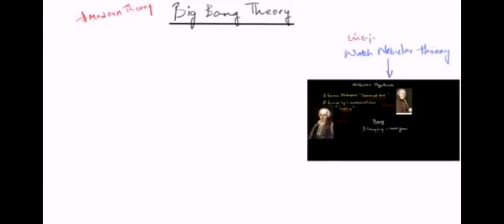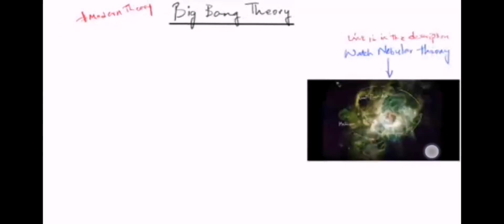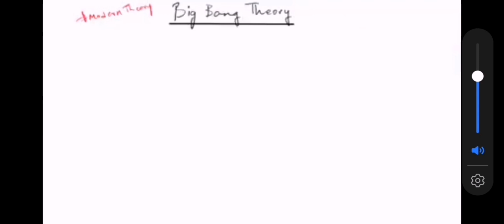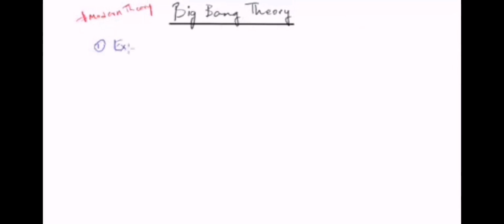It is the modern theory in terms of the origin of Earth. If you remember, the nebular hypothesis is an early theory, and in that we read about the formation of the sun, stars, planets, asteroids, etc. In Big Bang theory, scientists decided, let's look at the larger picture. Let's find out how the universe came into existence.